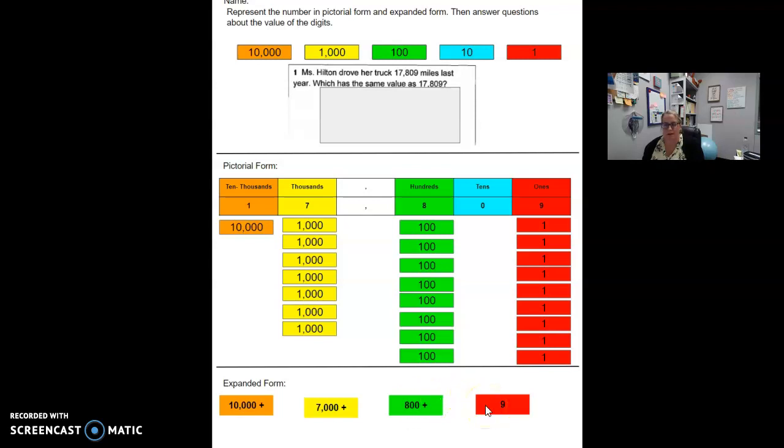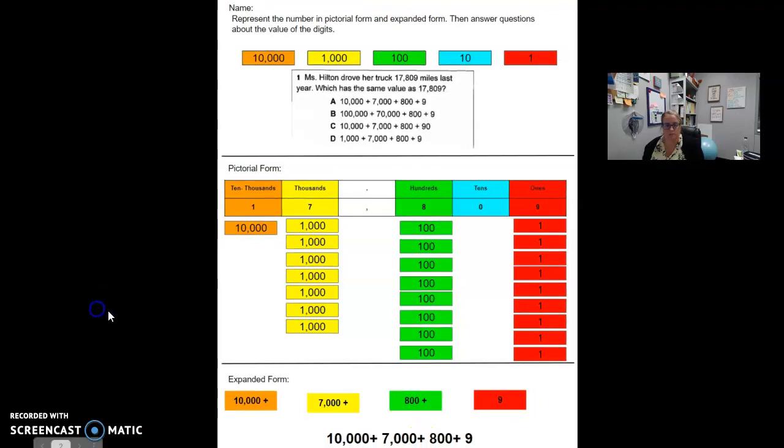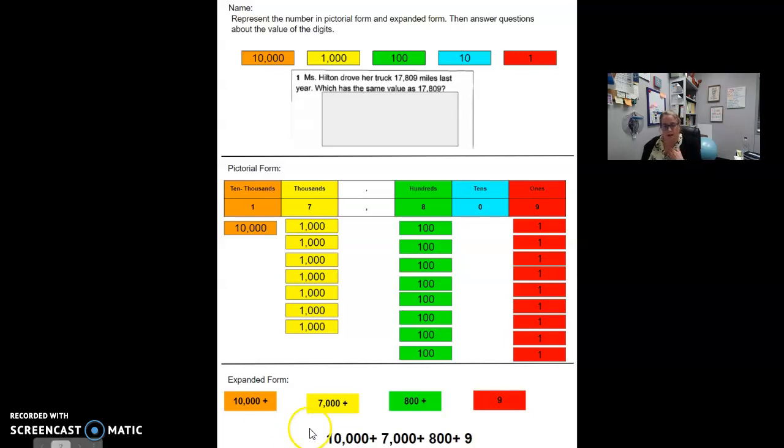But I want to make it all nice and neat and organized. So when I do that, I'm just going to write it like this. So 10,000. So I have 10,000 plus 7,000 plus 800 plus 9.